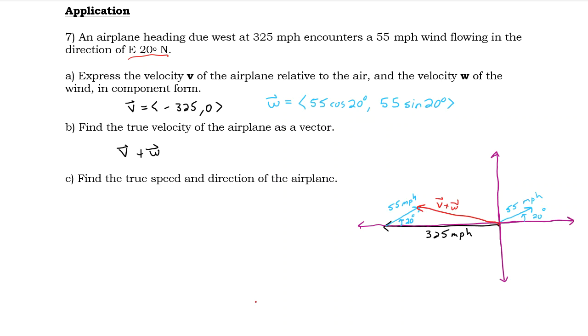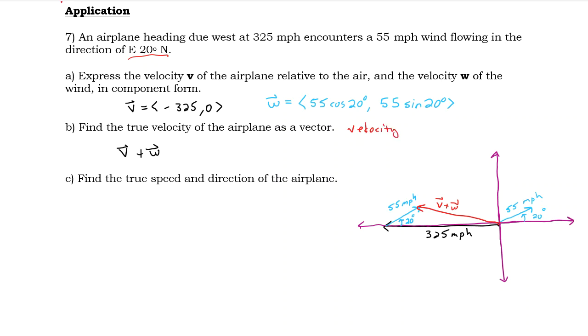That's a little bit better. So the actual direction of the plane is going to be along the line of this v plus w, and the speed of the plane will be the magnitude of this vector. When we talk about velocity, we mean speed and direction. So that's what we need to find.